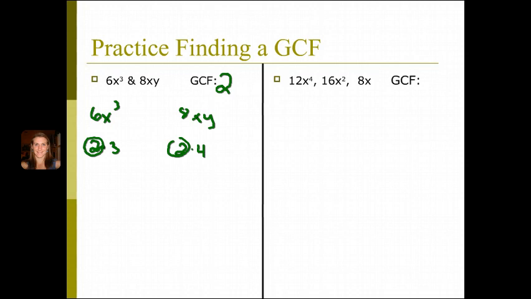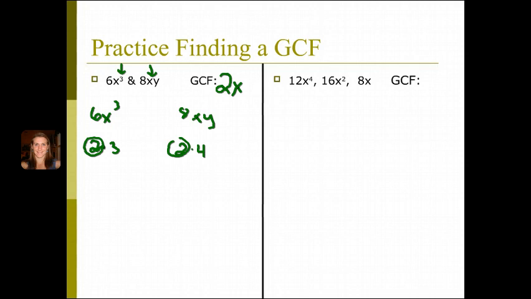Then you need to look at what variables they have in common. Both of these numbers being compared have at least one x, so they need to be factored out. So your greatest common factor here is 2x.